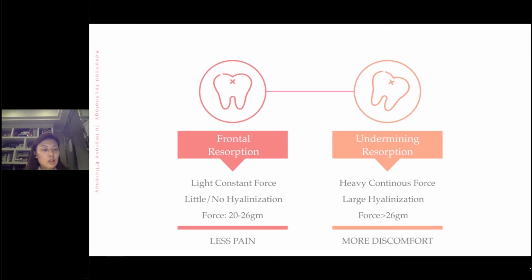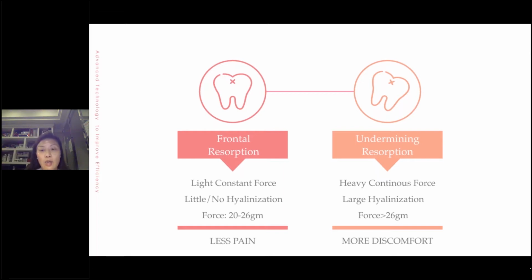So frontal resorption, you will usually get when you have light constant force. You will see little or no hyalinization, so the lag phase is short and straightforward. You're not going to use a lot of time. The optimal force for the frontal resorption is usually between 20 to 26 grams. So it is a force that is optimal for a tooth moving in a socket. And this pressure is close to the capillary pulse pressure.